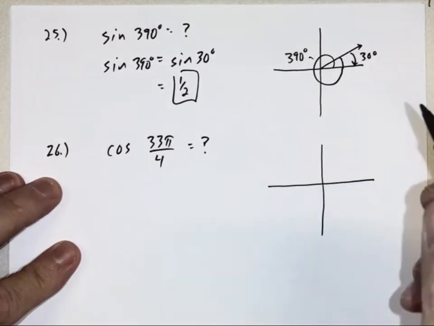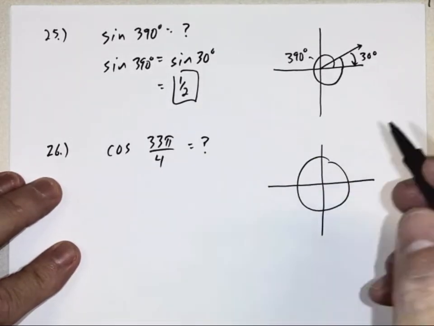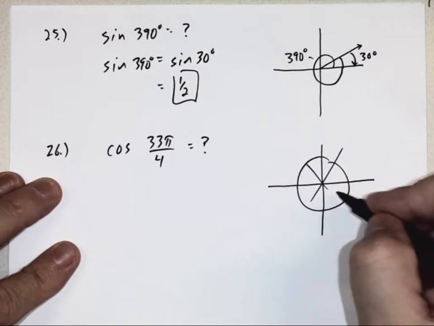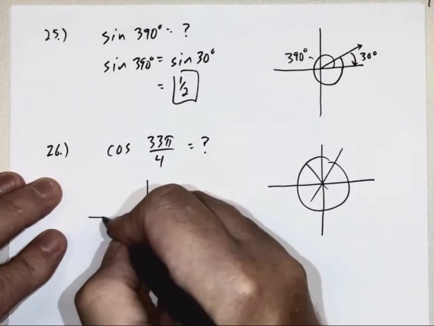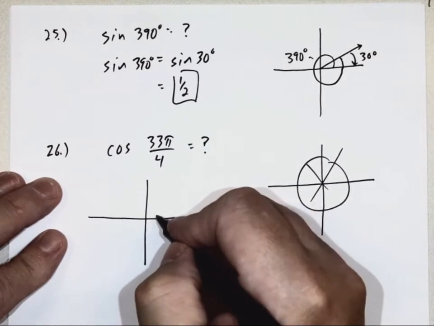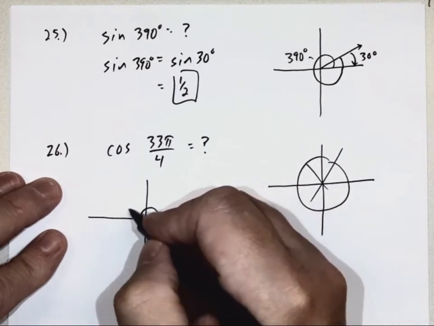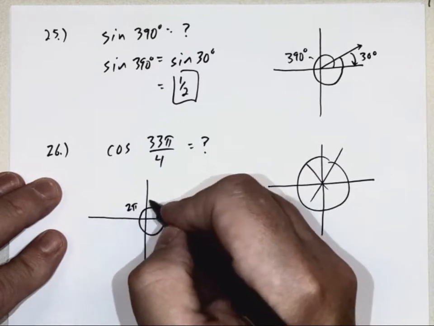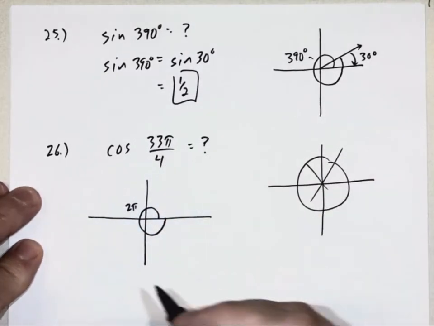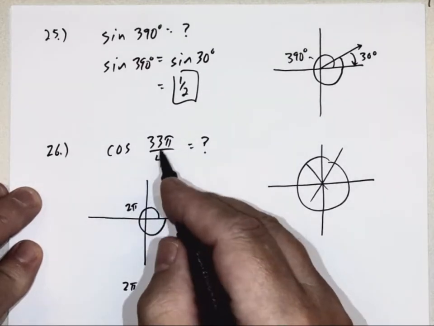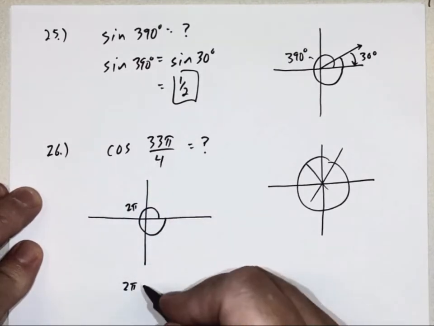So let's think about this. I shouldn't have drawn the circle. Let's just do this. In radians, one trip around the unit circle is 2 pi. However, let's think, what would 2 pi be if I had a denominator of 4?